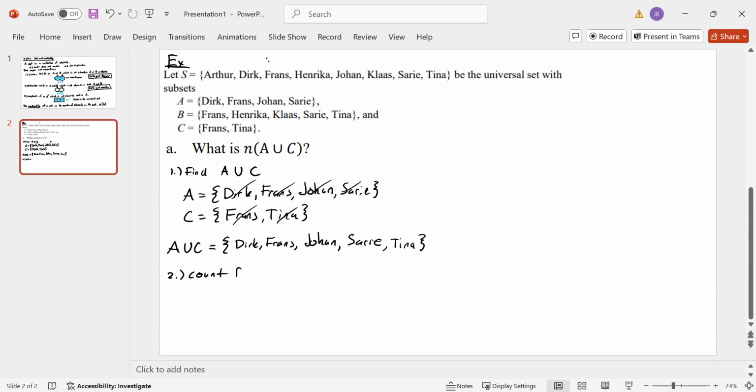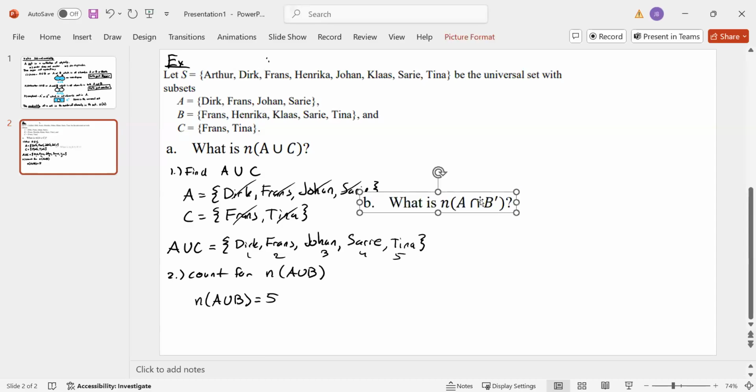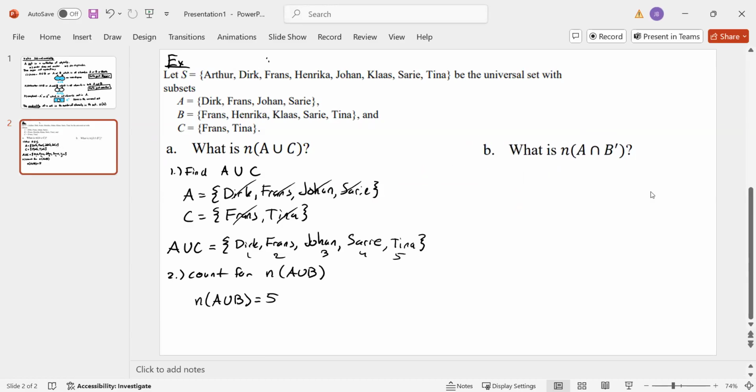Count for N of A union B. So N of A union B is equal to 1, 2, 3, 4, 5. So 5. And there we go. Any questions on that? All right, so the next example that we're going to do is this one. So this one has the complement in it, so we'll have to take that into consideration.